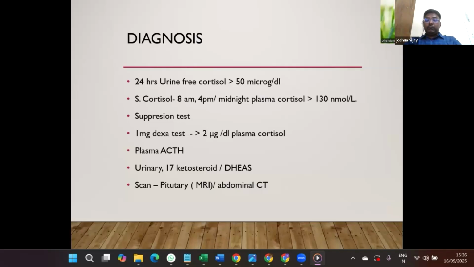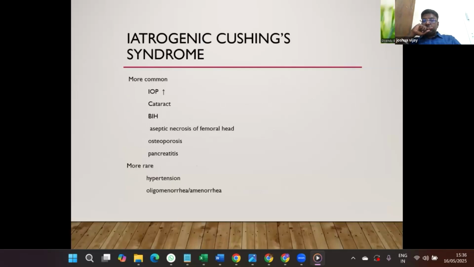Again, we have to do the plasma ACTH to see whether it is ACTH dependent or independent. We can also do the urinary 17 ketosteroid and DHEAS level if we are thinking about adrenal causes and adrenal carcinoma. Further, we may need pituitary or abdominal CT.